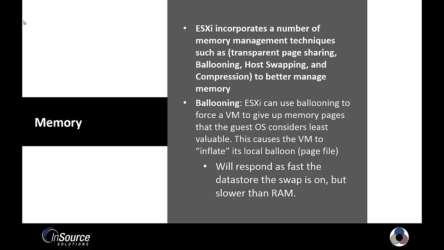There are a number of different metrics that we can look at with regards to how the hypervisor is performing. So let's start with memory. ESXi is very efficient at managing its memory, so it uses a number of different techniques such as transparent page sharing, host swapping, compression, as well as ballooning to better manage memory. You can actually overcommit your memory, meaning you can commit more memory to your guest operating systems than you actually have, because ESXi does a great job of managing this memory.